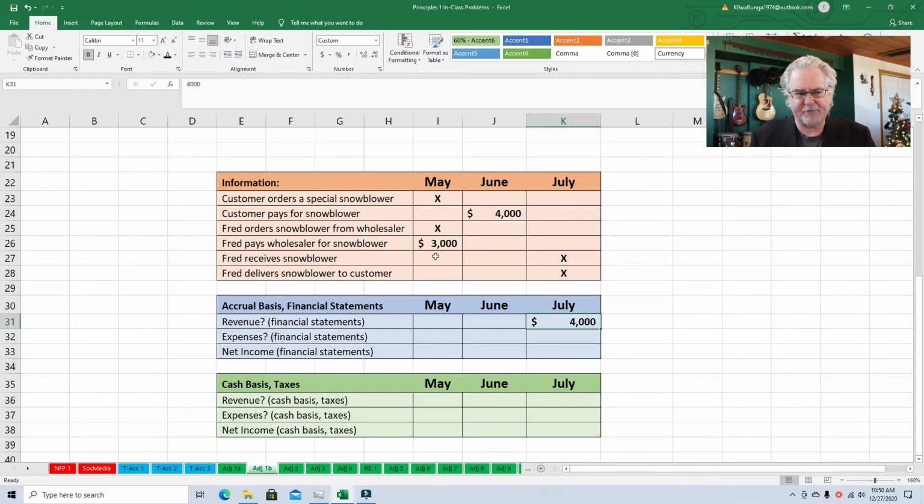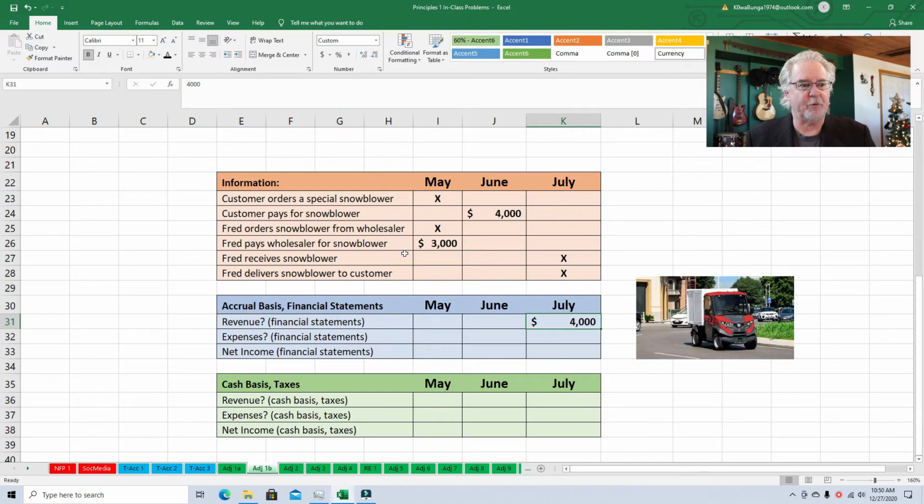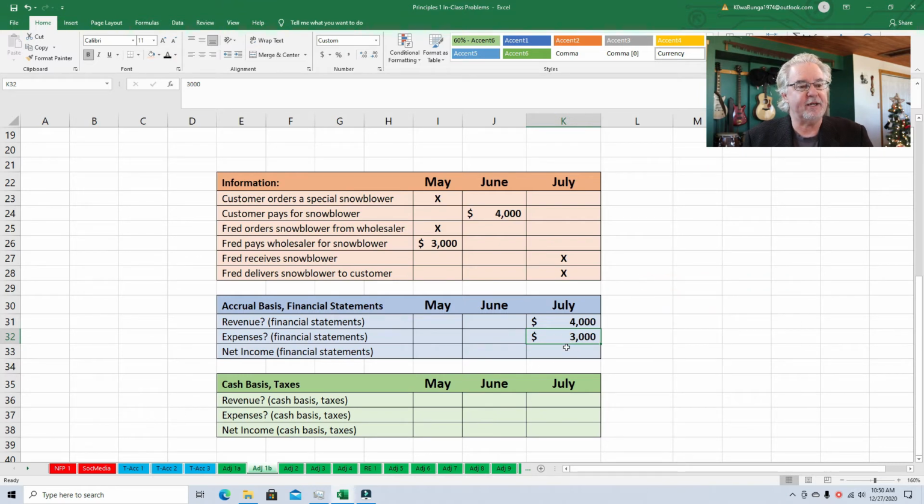Expenses, now Fred paid for the expenses way back in May, but we don't really care when the expenses are paid for, but what we care about is when they're consumed. And that would be in this case, when Fred delivered the snowblower. All right, so the expenses would be $3,000 right there. And so the net income for July is $1,000.